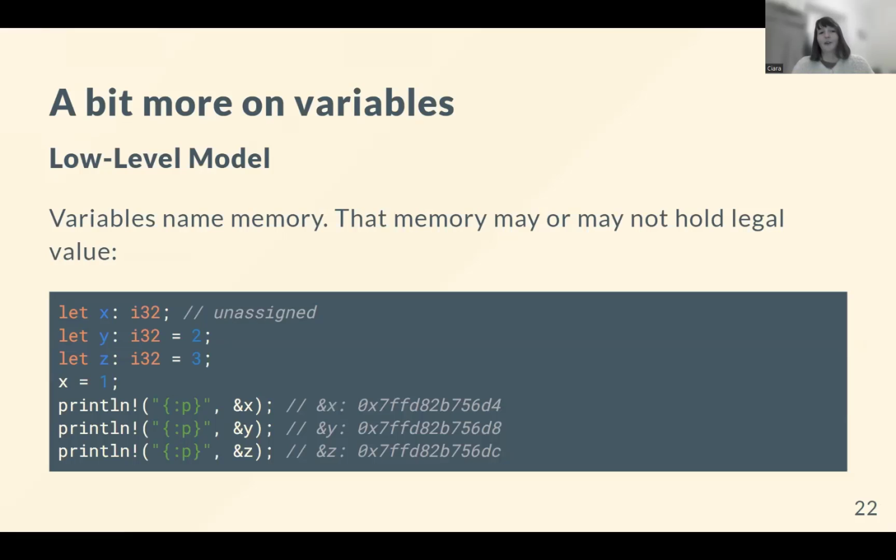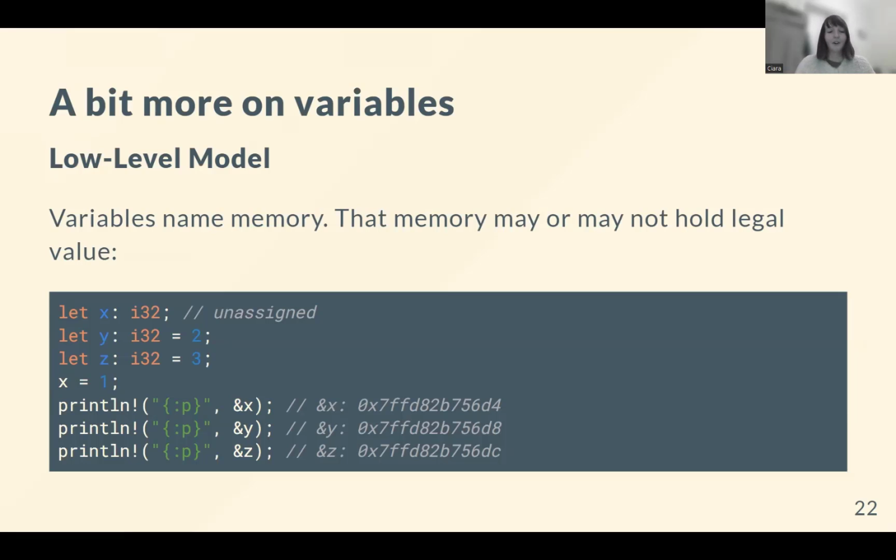Then you can go into what he calls the low-level model of the variables. So variables name memory, and that memory may or may not hold a legal value. So for example, on the first line here, let x is an I32, we haven't actually given x a value, but it still has an address.